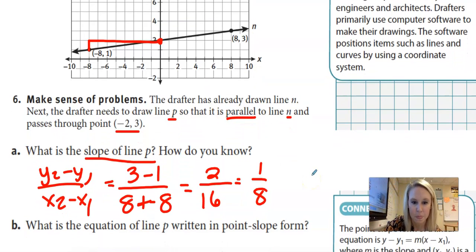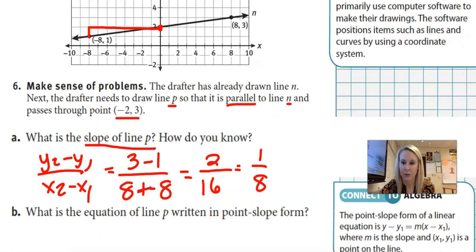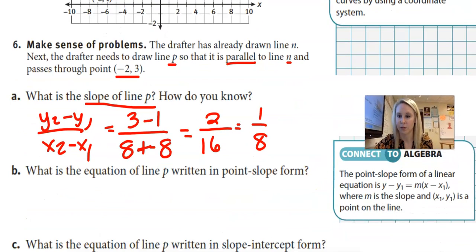Okay, so what is the equation of line P written in point slope form? So here's our formula over here. Point slope form is the most forgotten formula. I don't know why, but the formula is y minus y sub 1 is equal to m, the slope, parentheses x minus x sub 1, where m is the slope and you have a point. So the x and the y are always going to be in your equation. This is a point, this is a point, and then this is your slope.